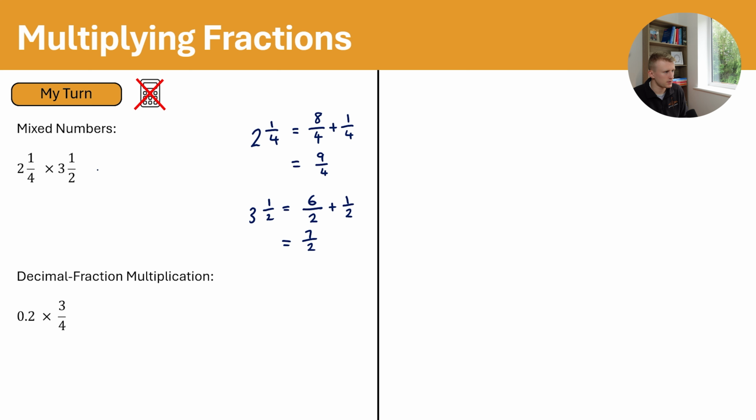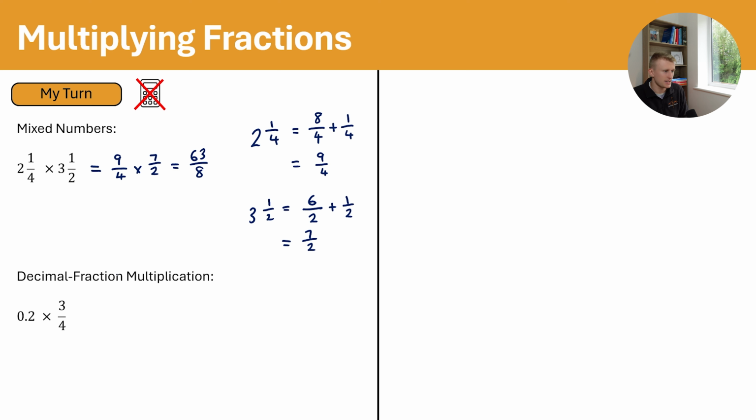I can then come back to this question and I can rewrite it. So I know that 2 1/4 is 9/4, and I know that 3 1/2 is 7/2. I can then multiply my numerators. So 9 multiplied by 7 is 63, and 4 multiplied by 2 is 8. And they have no common factors other than 1, so I'm going to leave it as it is.